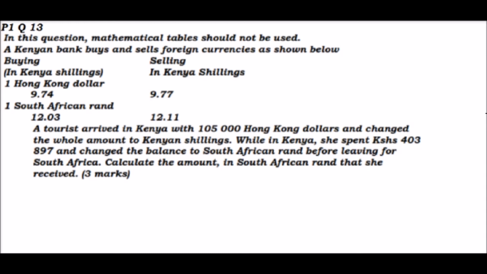So what it means is that we are told that a tourist arrives in Kenya with 105,000 Hong Kong dollars and changes the whole amount to Kenyan shillings, while in Kenya he spent 43,897 and changed the balance to South African rand before leaving for South Africa. Calculate the amount in South African rand that she received. So the first thing is the amount he arrived with is 105,000, and that is Hong Kong dollars.